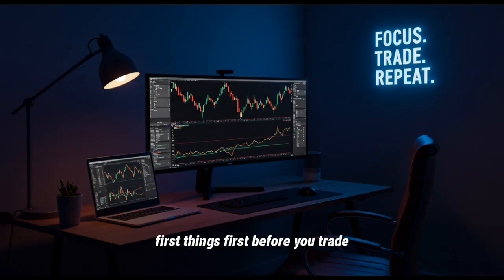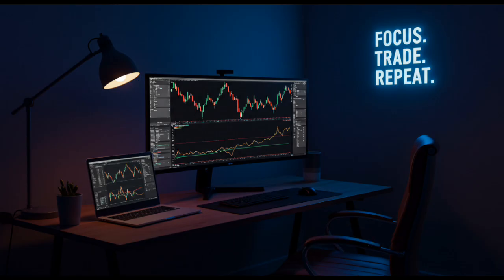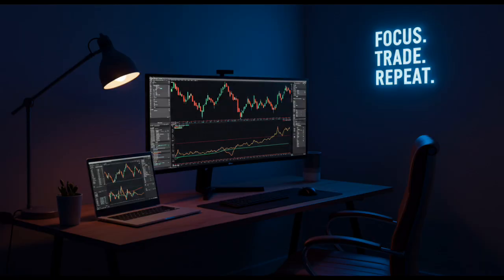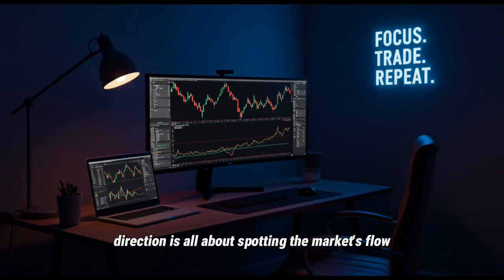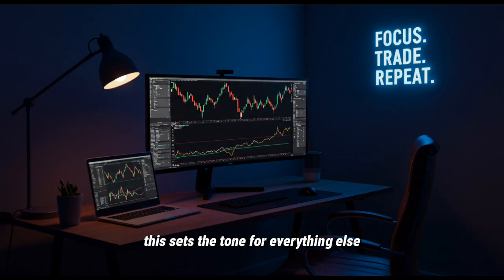First things first, before you trade, you need to figure out which way the market is moving. Imagine you're about to swim across a river. Would you jump in without knowing which way the current's flowing? Probably not, unless you enjoy a good struggle. In trading, direction is all about spotting the market's flow. Is it heading up, down, or just drifting sideways? This sets the tone for everything else.